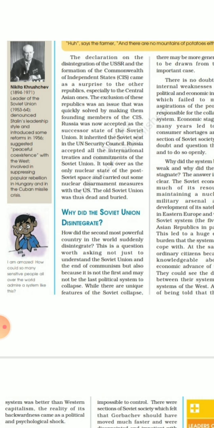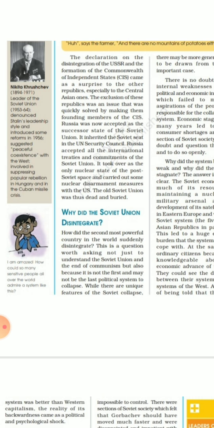It inherited the Soviet seat in the United Nations Security Council. Russia accepted all the international treaties and commitments of the Soviet Union. It took over as the only nuclear state of the post-Soviet space and carried out some nuclear disarmament measures with the US. The old Soviet Union was thus dead and buried. So that is Mikhail Gorbachev and the beginning of the disintegration of the Soviet Union, USSR. And now let us proceed to the next.